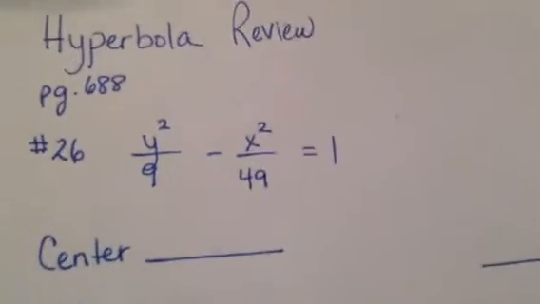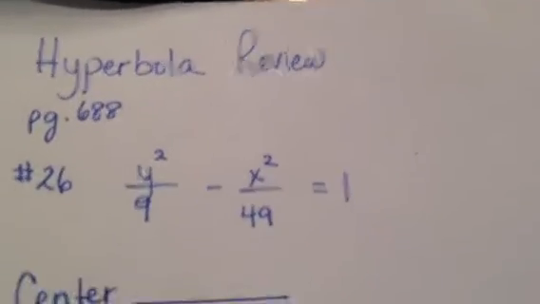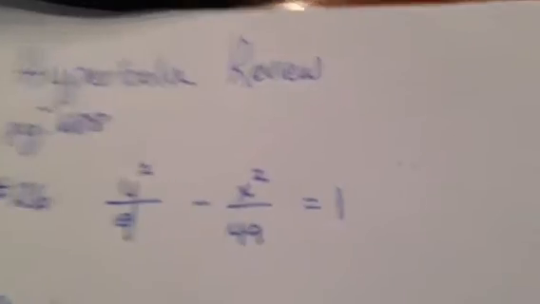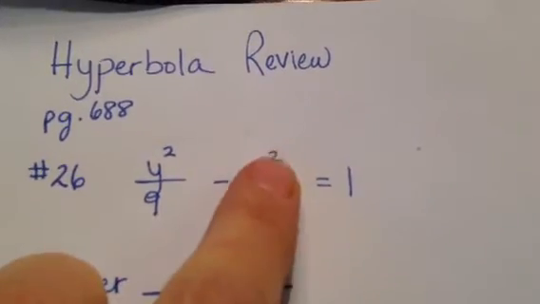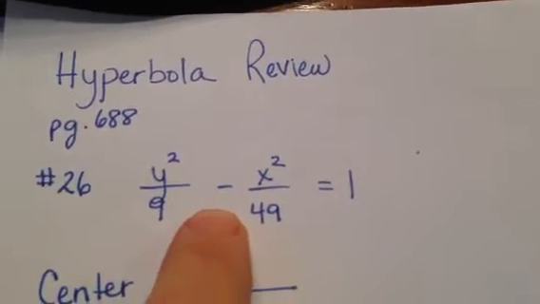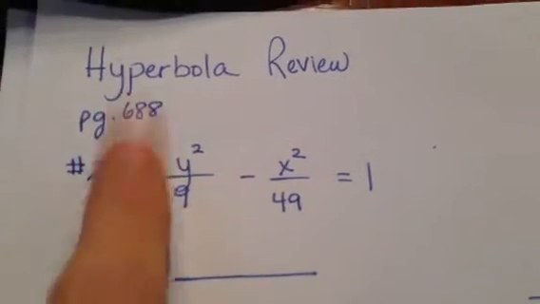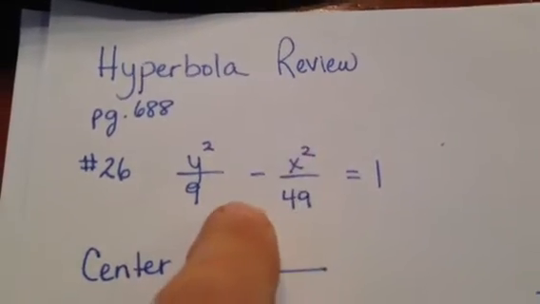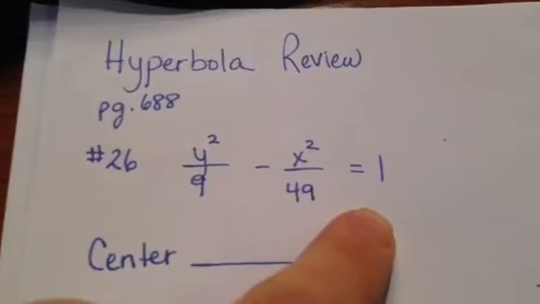All right, let's just do a quick review for the hyperbola. Remember, you can tell that this is a hyperbola because both the x and the y are squared and you're subtracting. So make sure when you do this that the first term is positive and then you subtract and make sure it's set equal to 1.